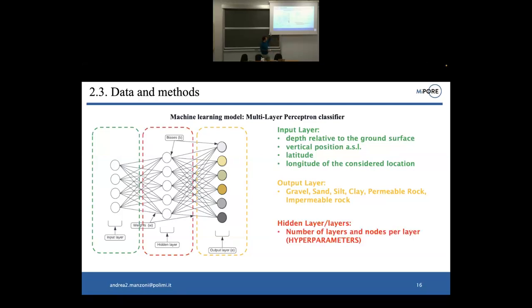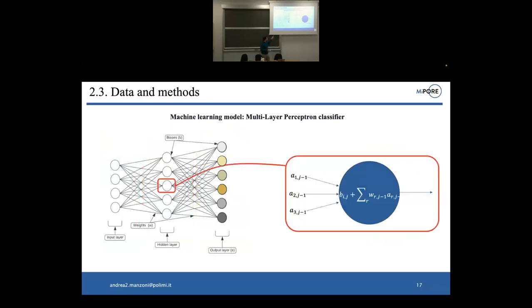What is in the middle, going from the input to the output, are the hidden layers or hidden layer. How do the hidden layers work? Basically, they take in input the information from the nodes on the left. So in our case, in this example, they take the input values. They perform just a weighted sum of these inputs, and they add a bias. This sum is going to be passed through a non-linear function. This is going to provide an output.